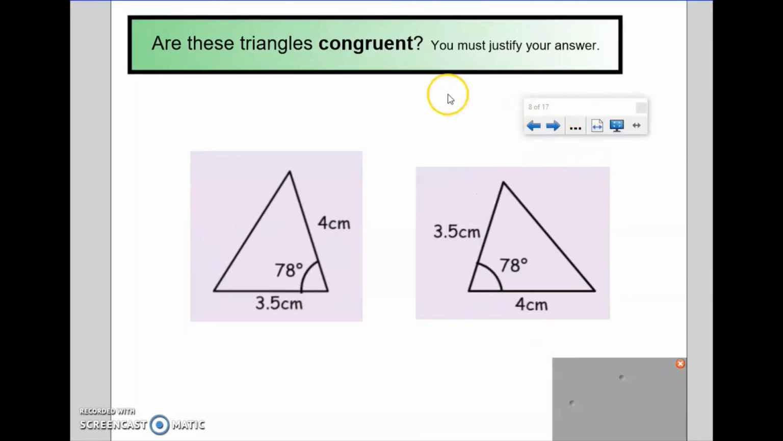Let's have a look at another question, same question. Are these triangles congruent? So I look at the triangles, I've got a 4, an angle of 78, and then a length of 3.5. I've got a 4, an angle of 78, and a length of 3.5. So I've got angle, side, angle.